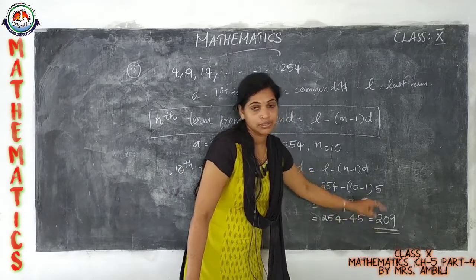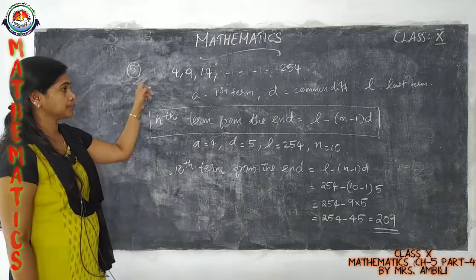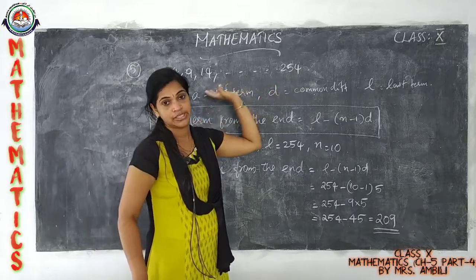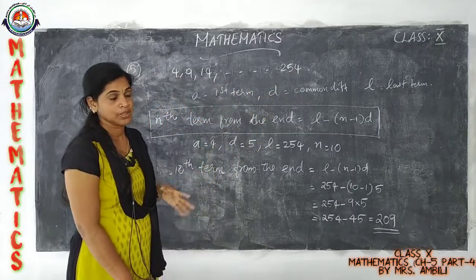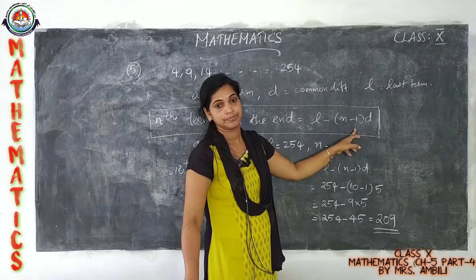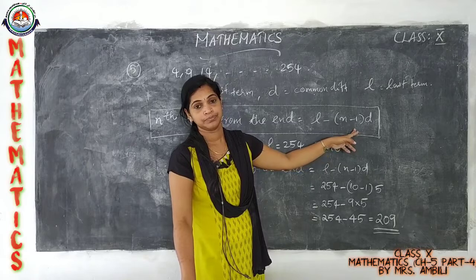Clear? Any doubt? This type of question is very important. Find the 10th term of the given AP from the end or from the last. Use the formula L minus (n minus 1) into D. It is the formula L minus (n minus 1) into D.